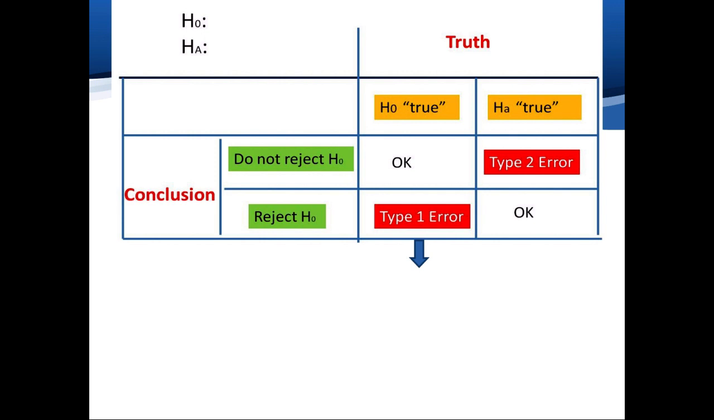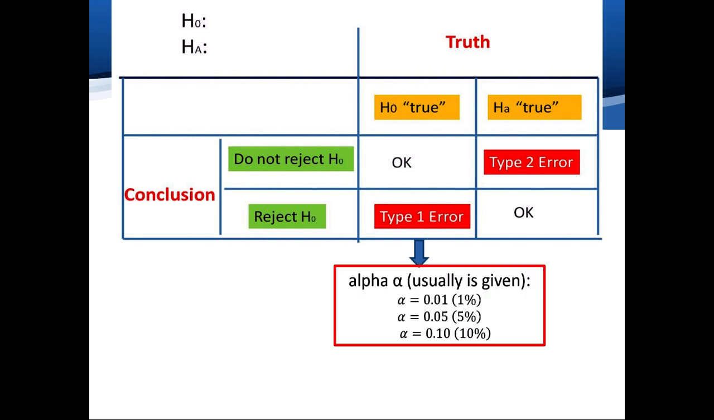In our class, we will only focus on the type 1 error. Usually, we denote type 1 error as alpha. Usually, it is given. We hope this error is small. Some common alpha we allow is 1%, 0.01, or 5%, 0.05, or 10%, 0.10.